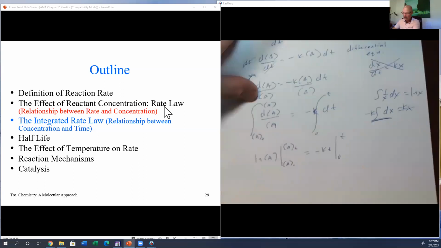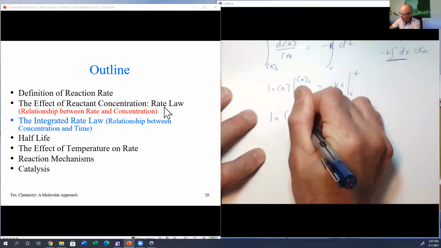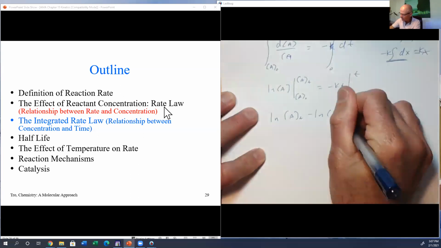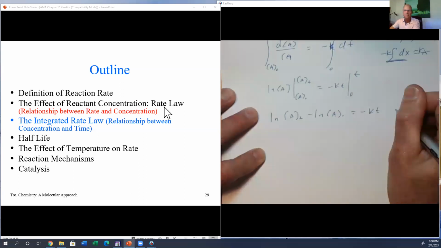Then I get that the log of A at time t minus the log of A0 is minus kt, minus k times 0, which is 0.